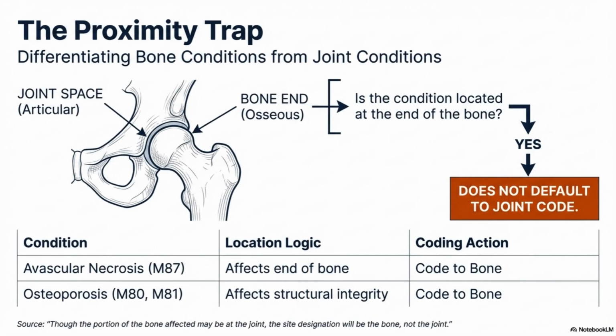A bone condition affects the osseous structure, while a joint condition affects the articular space. Just because a condition is near a joint doesn't mean it's a joint condition. Avascular necrosis, for example, affects the end of the bone, not the joint space, so it codes to bone. Osteoporosis also affects bone integrity, even when symptoms are felt around a joint. Always ask, is the pathology in the bone or in the joint?